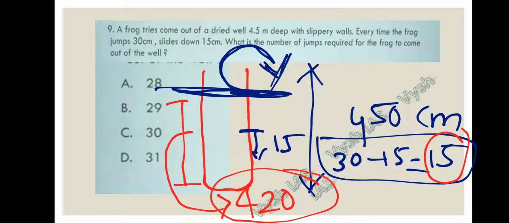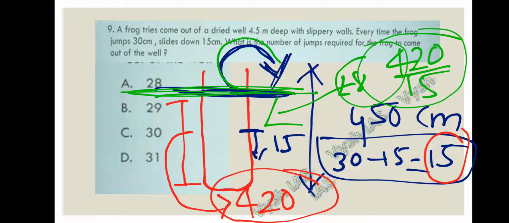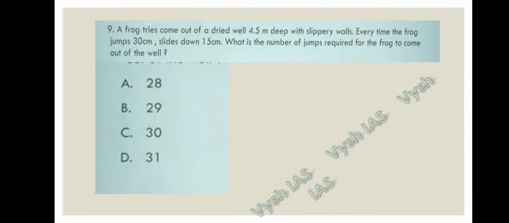So let's solve the question. The total number of jumps till 420 is 420 by 15, which is 28 jumps. Till 420 centimeters it is jumping 28 times, and the last jump comes directly out. So 28 plus 1, that is 29, is the total number of jumps for the frog to come out of the dried well. 29 is the answer for question number 9.